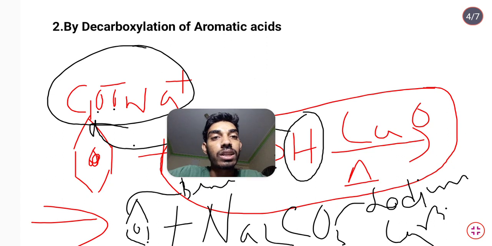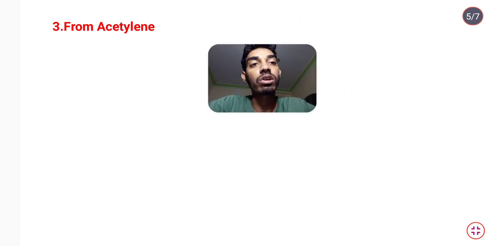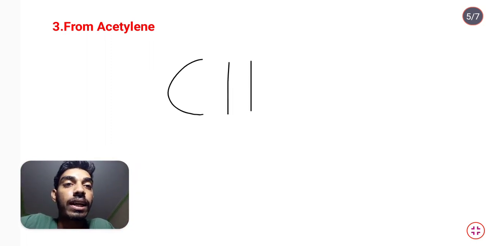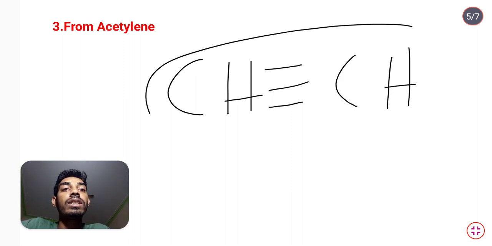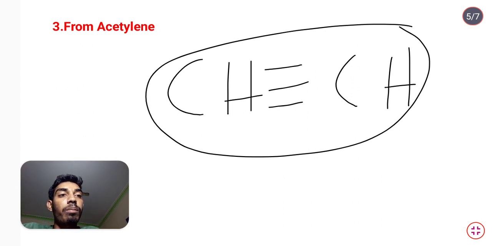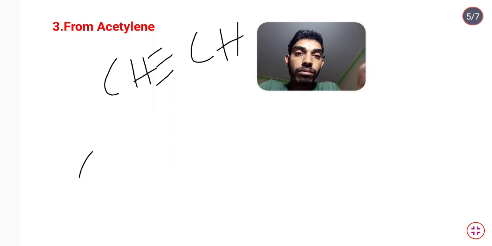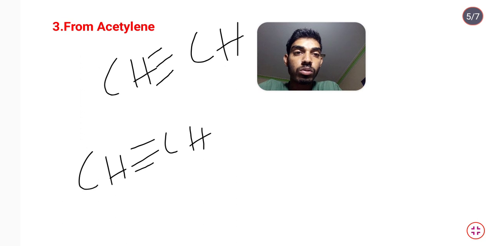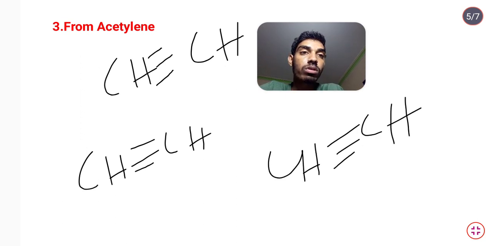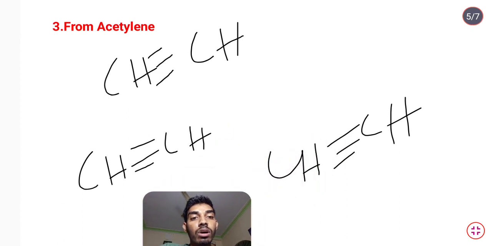Then the next preparation method is from acetylene. As I told you earlier, acetylene is nothing but CH triple bond CH. Okay, this is acetylene. Let me draw the complete reaction. From acetylene we have to prepare benzene. As we told earlier, 3 molecules will be involved in this process. 1 molecule, 2 molecule, 3 molecule.